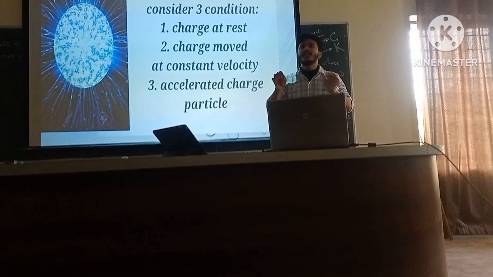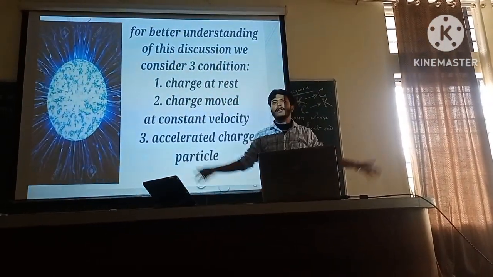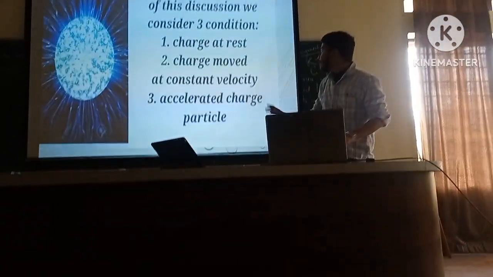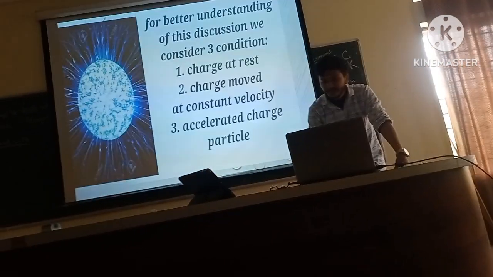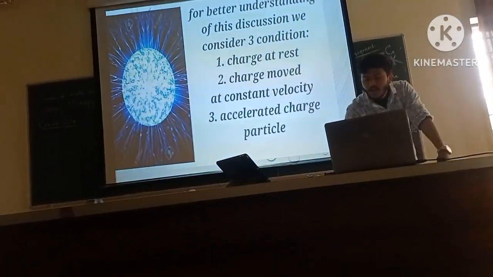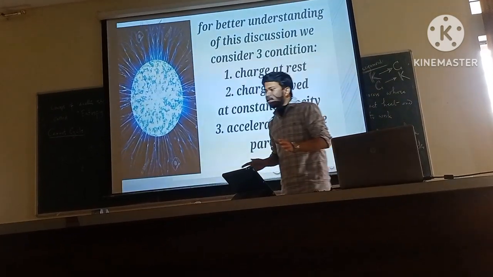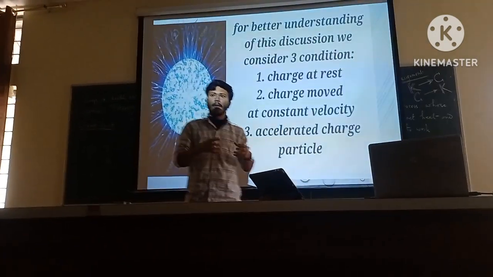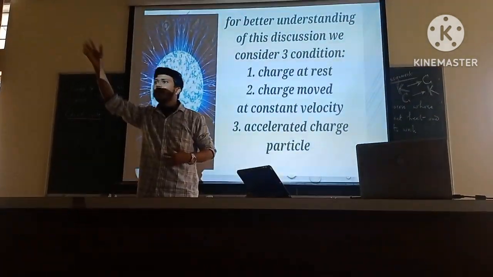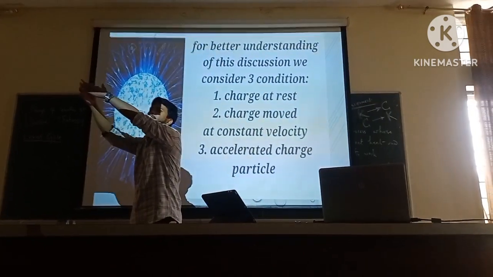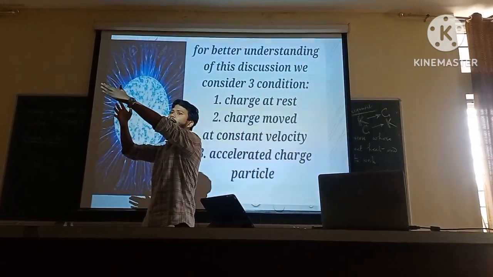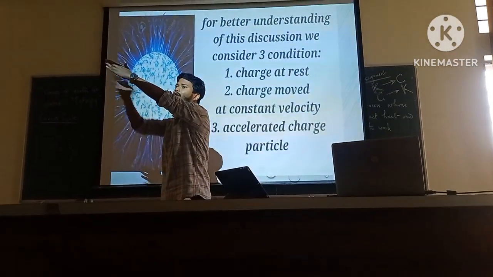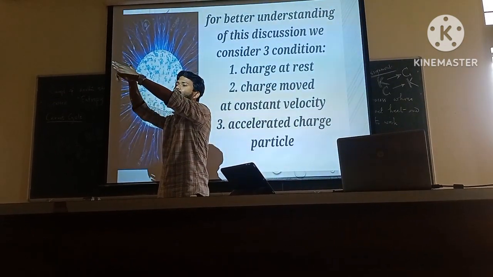When the charge is at rest, the field surrounding it is circular, extending to infinity. This is the very basic thing. If I take a coordinate where I am the charge and here is the observation point, this is the length of my r vector, and if the charge is at rest there is no other vector, only the r vector. Then it is 1 by r square.